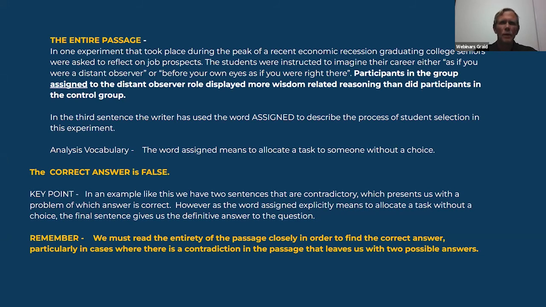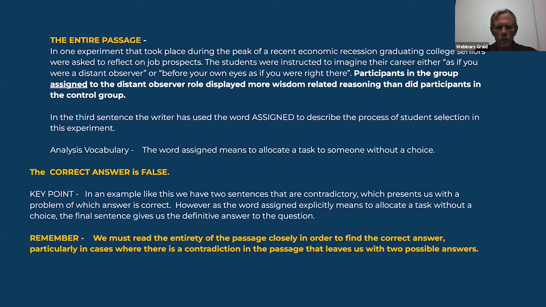Now, because the word assigned is stated, it's given to us explicitly, and we know what assigned means, then the final sentence really gives us the definitive answer to the question. Because in the either-or example, we had to use more of our imagination or our inference of what either-or means logically.